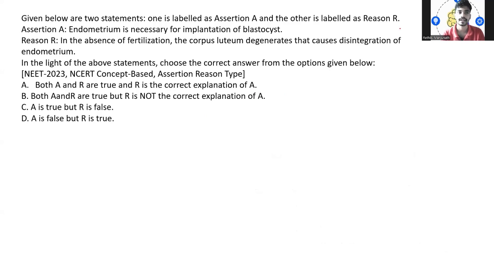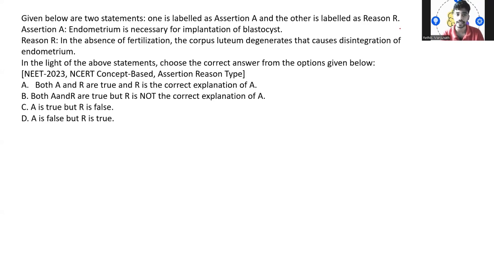It's based on assertion and reasoning, a kind of tricky question again. Given below are two statements. One is labeled as assertion A and another one is R, which is the reason. A says the endometrium is necessary for implantation of the blastocyst, right? R says in the absence of fertilization, the corpus luteum degenerates, which causes disintegration of the endometrium.